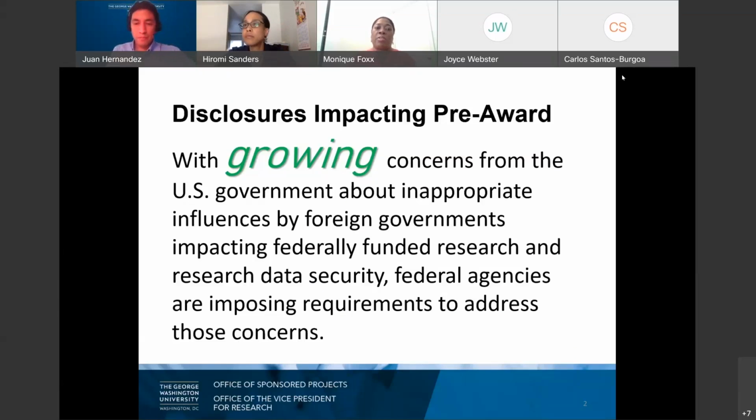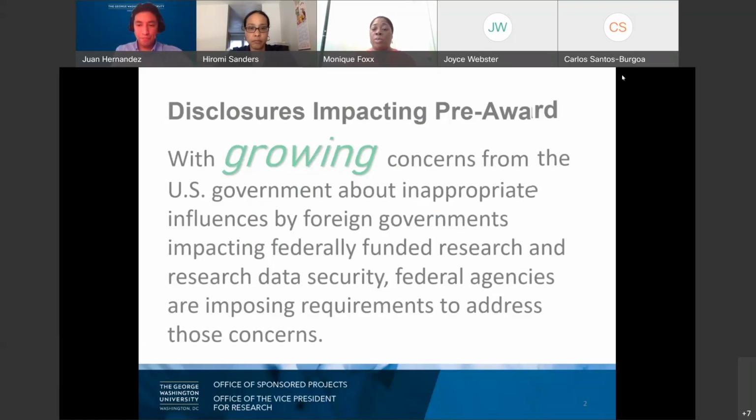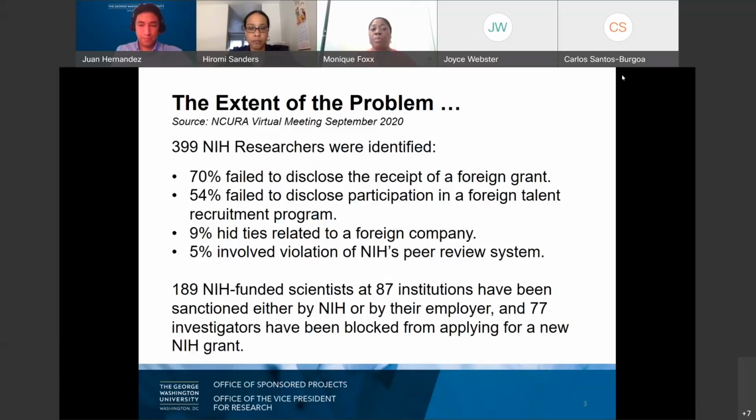So we know the US government has raised their concerns and put different policies and procedures in place through our federal agencies as a matter to protect intellectual property, our federally funded research, our research data, and these concerns will continue to be addressed over time.